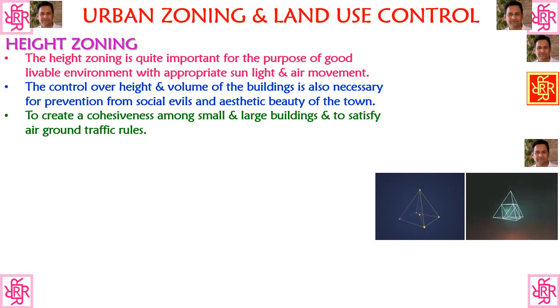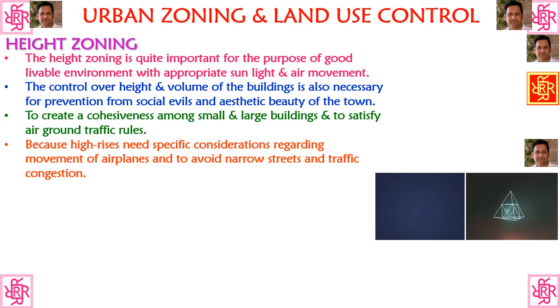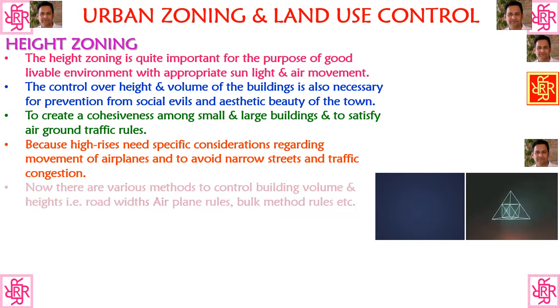For example, there are airports also. If the airport is near a residential area and the residential buildings are high-rises, then it's very dangerous. So height zoning is quite important for the city, because high-rises need special consideration regarding the movement of airplanes, and to avoid narrow streets and traffic congestion.